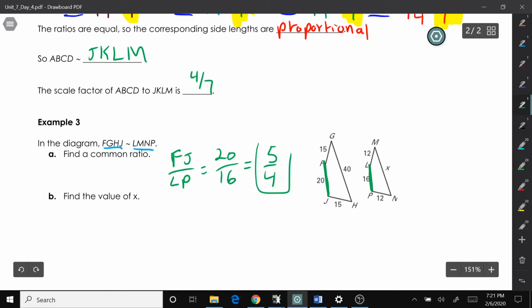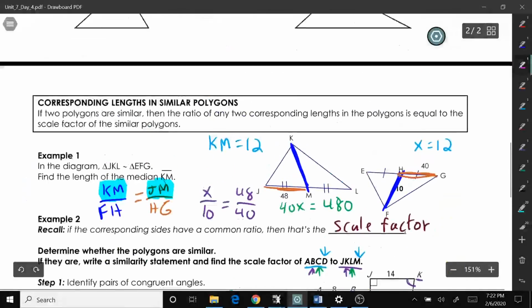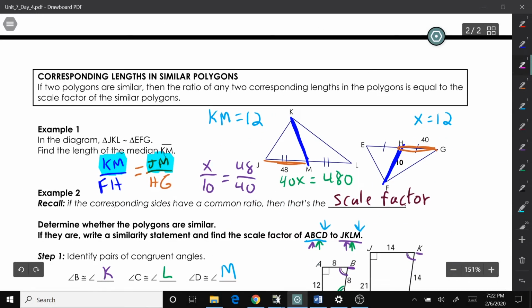5 over 4. Now, find the value of x. There's a couple ways you could do that. You could do it with the scale factor. I don't like doing it with the scale factor because with the scale factor I may mix up the fraction. I like to do it how we solved example number 1 up here.